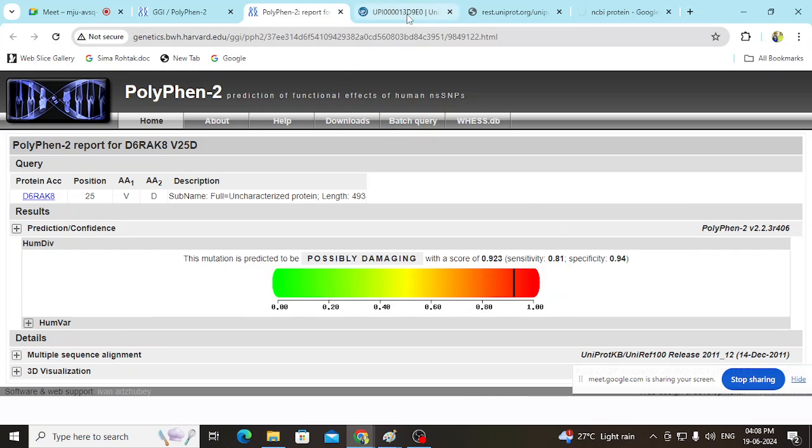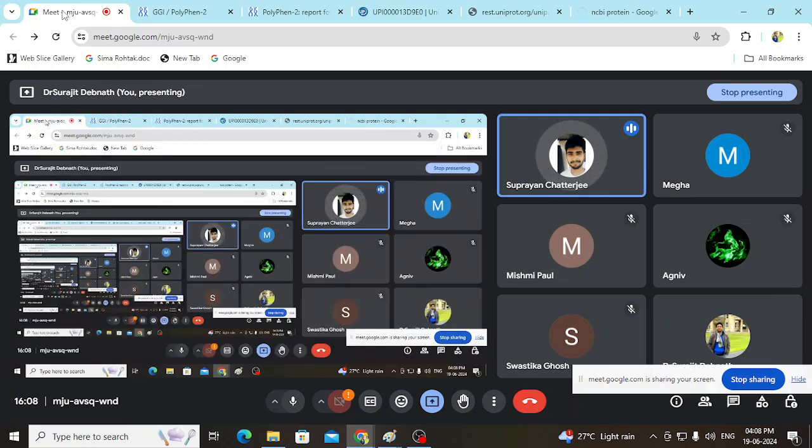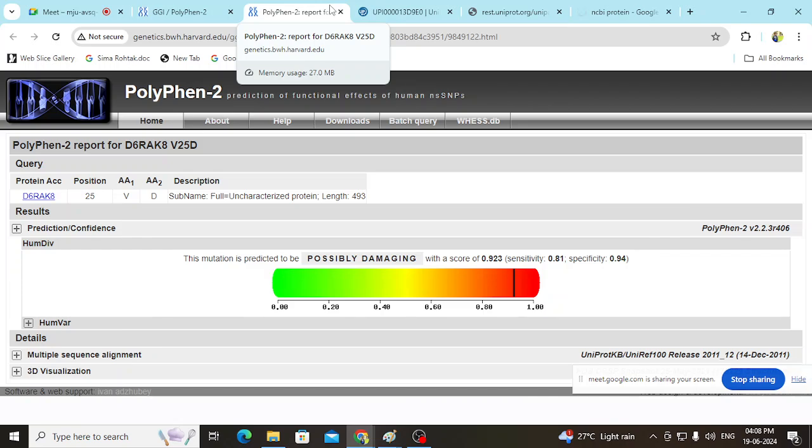So I have a question. Yeah, tell me. What does it mean that the sensitivity and specificity are high? It means that it has used a huge database, and in all the database it has been seen that whenever there is a mutation of valine to aspartic acid, it leads to some kind of distortion in the protein. Specificity means exact: it identified the mutation not around the sixth amino acid, but exactly on the sixth amino acid.